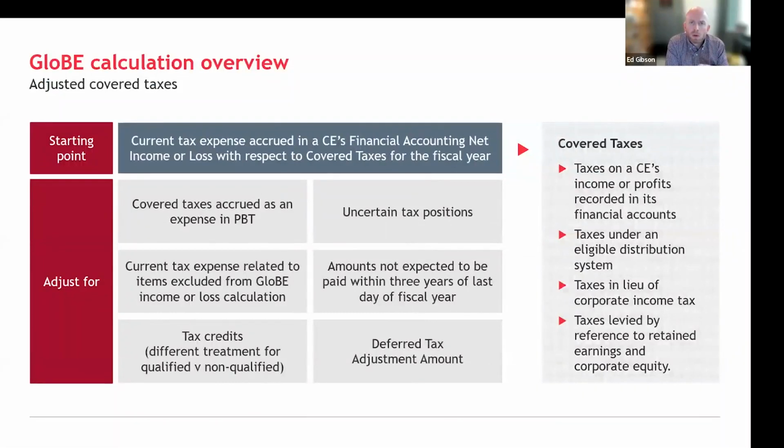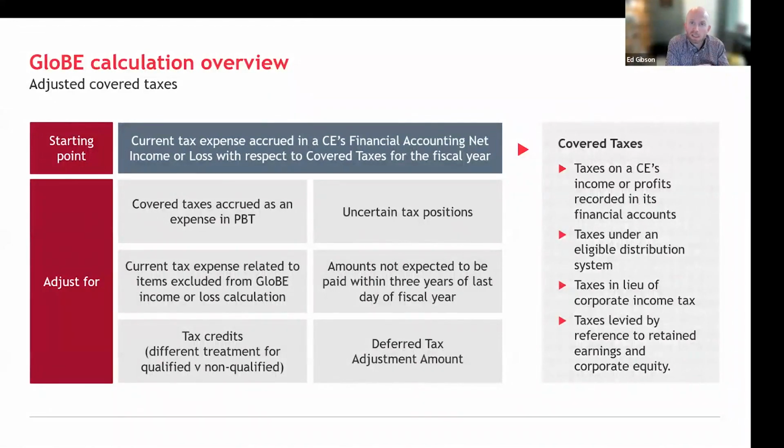So once you've got your GloBE income or loss, the next stage then is to work out what the adjusted covered taxes are, which is the other thing that we need for that equation. So the starting point for that is your current tax expense accrued in a constituent entity's financial accounting net income or loss with respect to covered taxes for the fiscal year. Covered taxes is defined in the box on the right. And for most people, that really means corporate income taxes. You'll see on here there are other things as well, which will be relevant for some, but generally it means corporate income taxes.